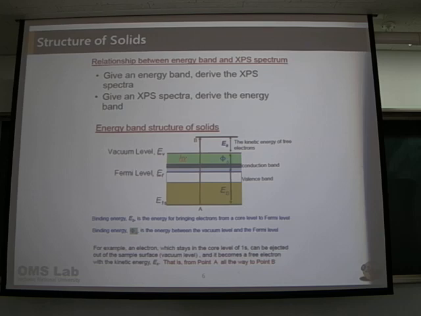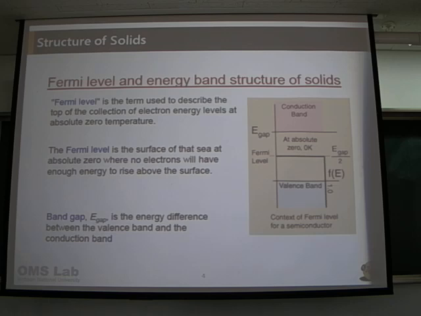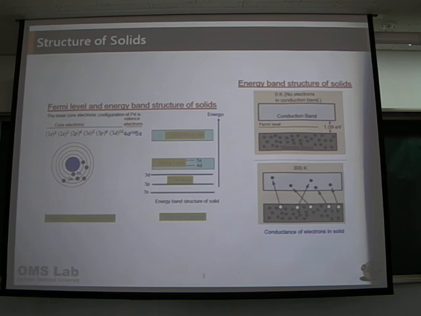The vacuum level, this is the Fermi level, and above the Fermi level is the vacuum level, EV. Binding energy is the energy. Actually, all are energy levels for binding electrons from a core level to the Fermi level. The binding energy level and the vacuum level. If we consider one of the binding energy states, for example, this is the Fermi level.